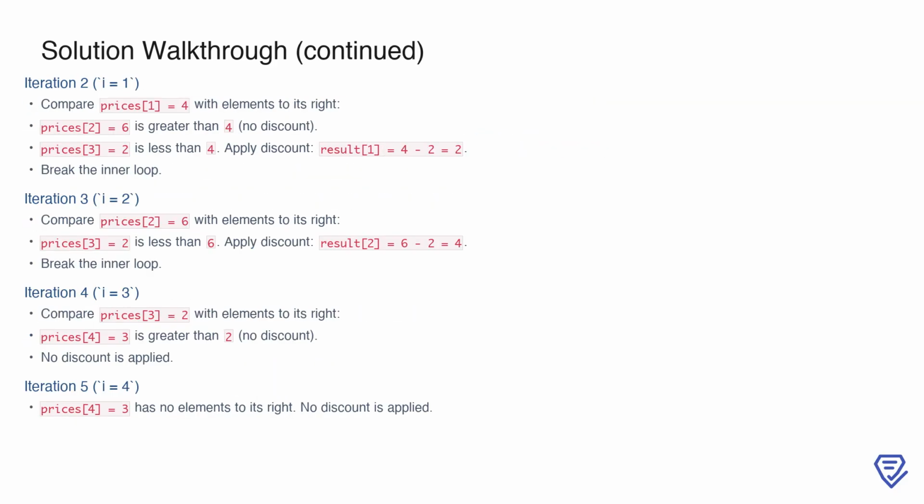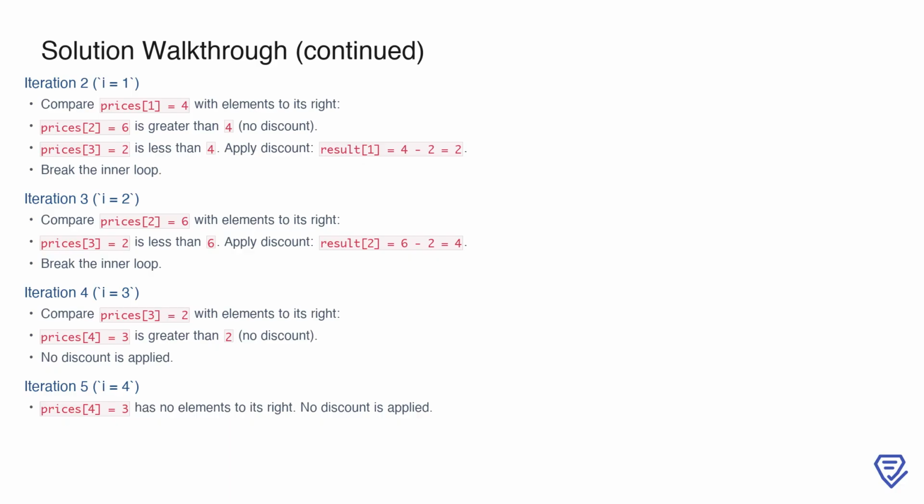Next, for the second item, prices[1] equals 4, we again look at the prices to its right. The first comparison is with prices[2] equals 6, which is greater than 4, so no discount is applied yet. Moving on, prices[3] equals 2 is less than 4, so we apply this as the discount, updating result[1] to 2. For the third item, prices[2] equals 6, we compare it with the elements to the right. The first value smaller than 6 is prices[3] equals 2, so we apply this discount, updating result[2] to 4.